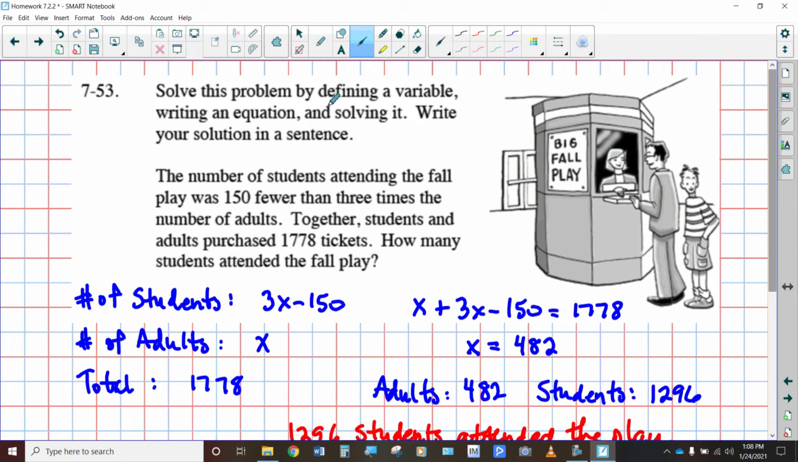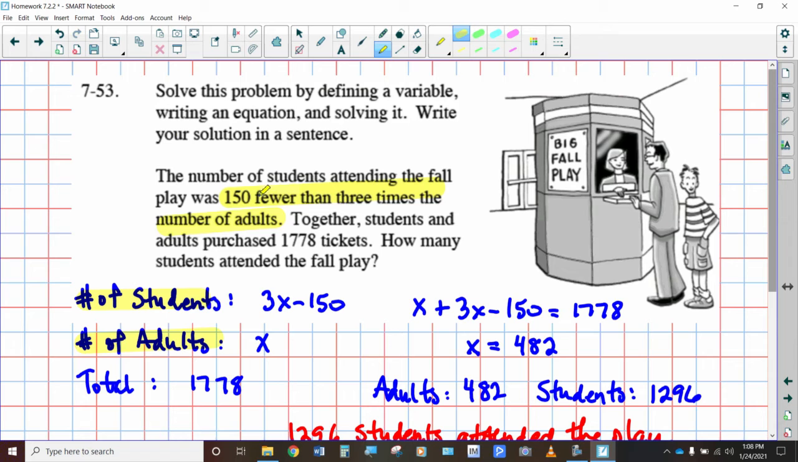Solve the problem by defining a variable, writing an equation, and solving it. Write your solution in a sentence. So the number of students attending the fall play was 150 fewer than 3 times the number of adults. So it looks like we've got students and adults are our two variables.